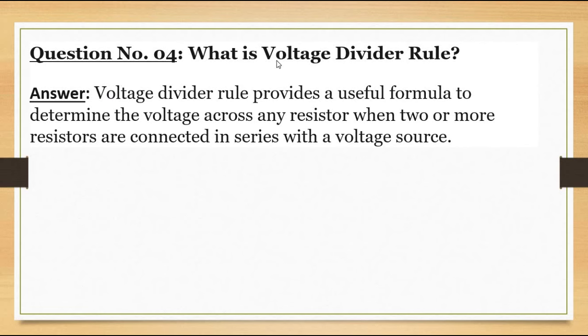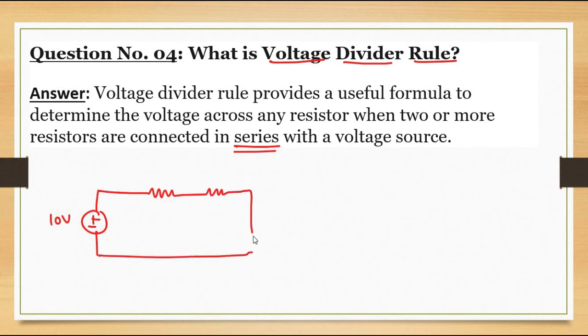Our next question is, what is voltage divider rule? Voltage divider rule provides a useful formula to determine the voltage across any resistor when two or more resistors are connected in series with a voltage source. So consider a circuit. This is a 10 volt source connected with two series resistors of 6 ohm and 4 ohm. Now what will be the voltage across these resistors?